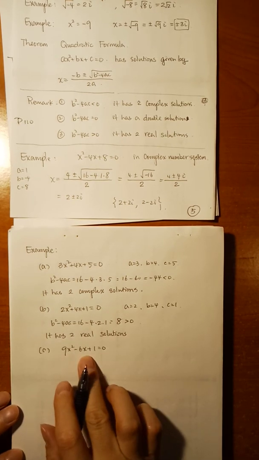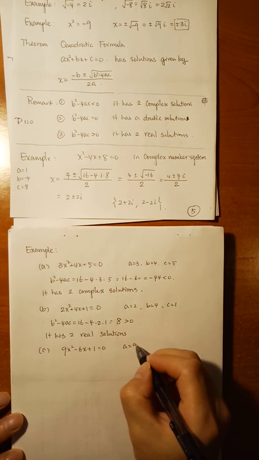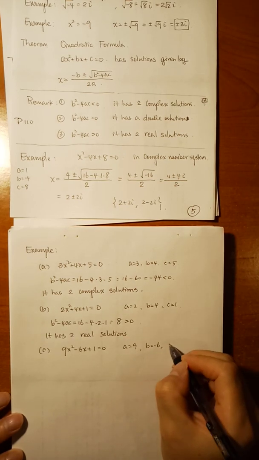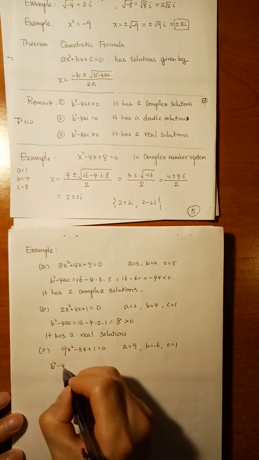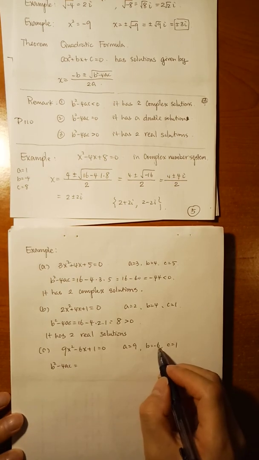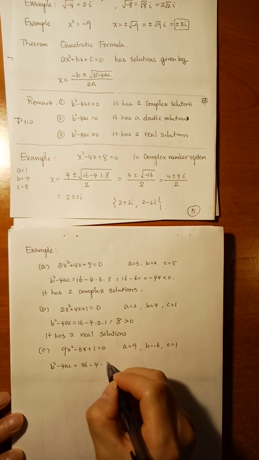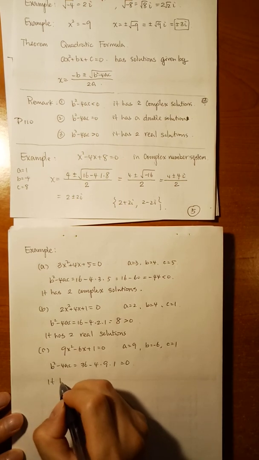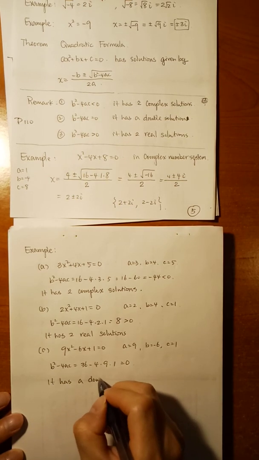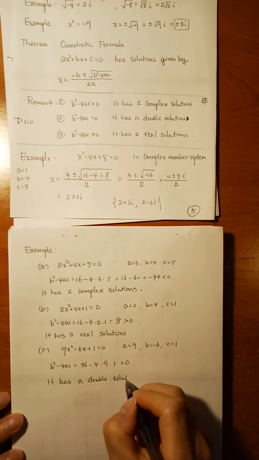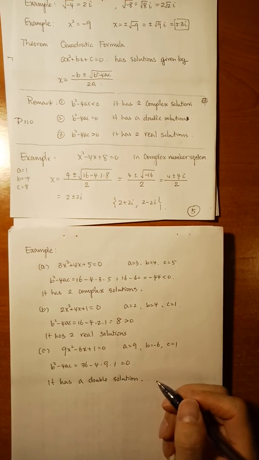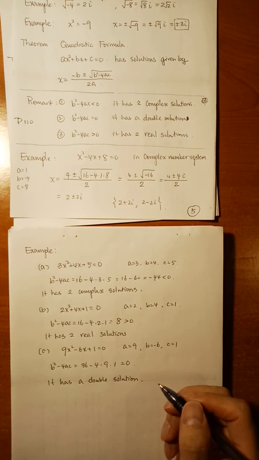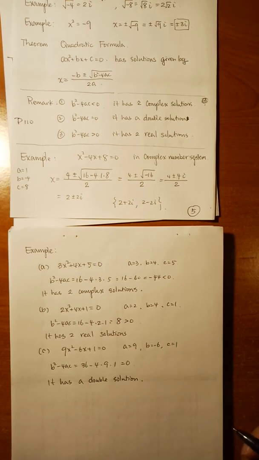And part C, if we have 9x squared minus 6x plus 1, so a is 9, b is negative 6, and c is 1, so b squared minus 4ac. b squared is negative 6 squared, which is 36, minus 4ac. It's exactly 0, so it has a double solution, a repeated solution. So that's the complete discussion of quadratic equations in the complex number system.